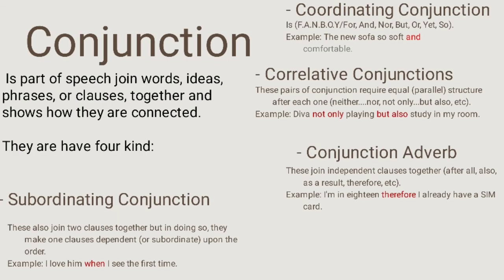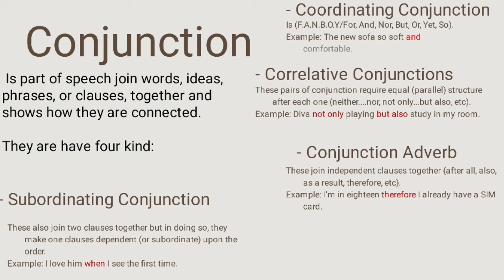And next, conjunction is a part of speech that joins words, ideas, phrases, or clauses together and shows how they are connected. There are four kinds. Number 1, subordinating conjunction. These also join two clauses together, but in doing so, they make one clause dependent or subordinate upon the other. An example, I love him when I see him the first time.